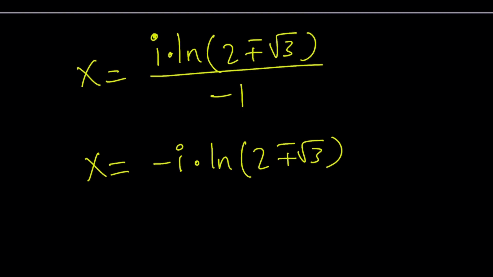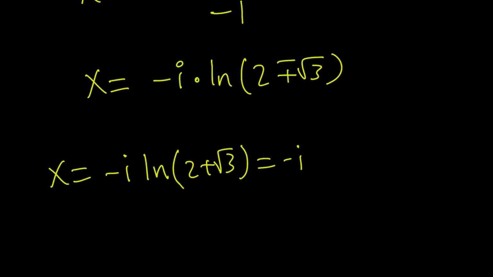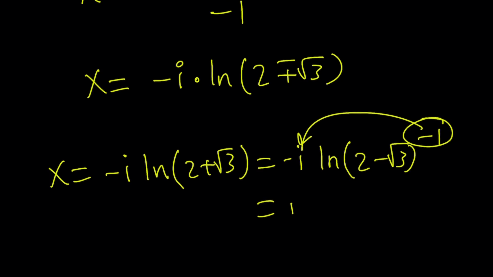And something very interesting happens here. Let me tell you. 2 plus root 3 and 2 minus root 3 are conjugates. Makes sense? So if I write the first root as negative i times ln of 2 plus root 3, 2 plus root 3 can be written as 2 minus root 3 to the power negative 1. If I move this negative to the front, I get i ln of 2 minus root 3. That is my first solution.